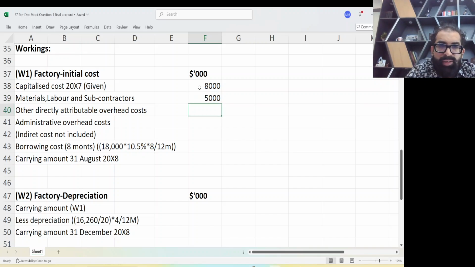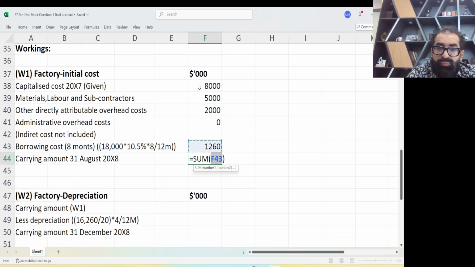This should also be capitalized. Then other directly attributable cost was 2,000. And yes, no administrative overhead. Administrative overhead should go directly in the P&L, so write 0 here. And now remember the borrowing cost. Borrowing cost of first 8 months should be capitalized. It was 1260.